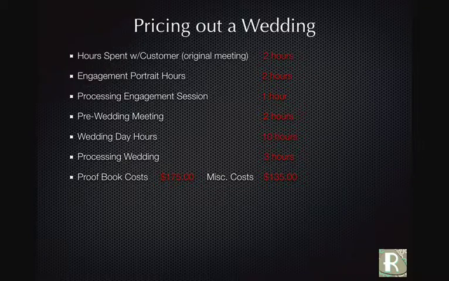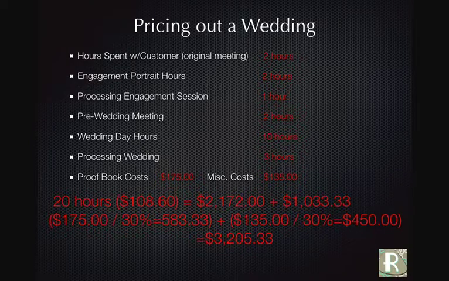So what I've done is I've mapped out all of the different costs that we have here to be able to do this wedding, and I've added them all in here. So we've got 20 hours invested in this particular item, which, if you remember from our math, is $108.60 per hour. And we've got to be able to bill out for those 20 billable hours. So that comes to $2,172.